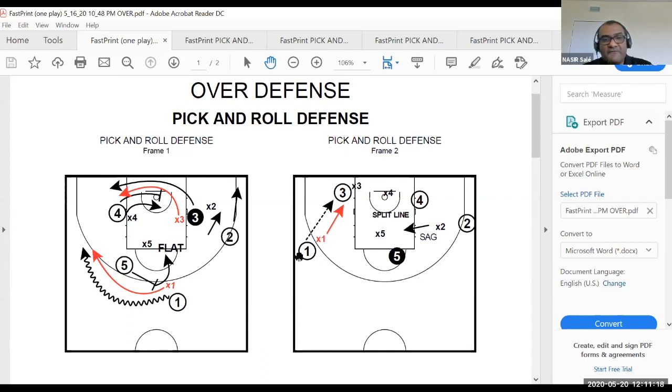This is the situation if the 1 passes to the 3, and we show this. The 1 passes to the 3, we have the X1 going to help, and this is a different situation, and we don't have this mismatch situation, and the X3 closes under to control the basket, and we have the X5 and X4 in a split line zone, the same, and we have the X2 come to the point zone to give a good position to control the 2.